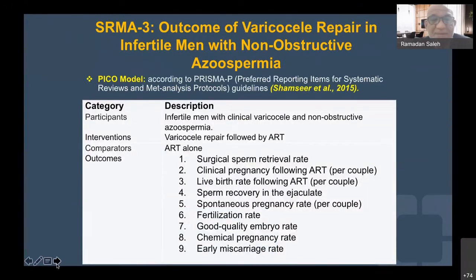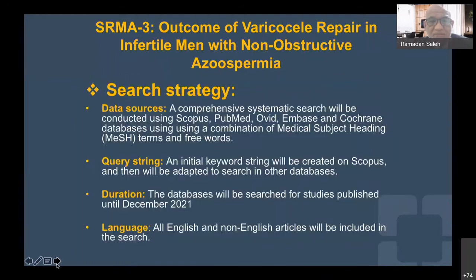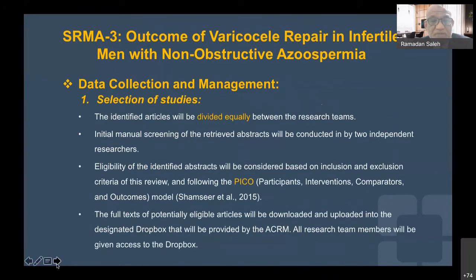And we will follow the same PICO model in this study. And the search strategy and data collection procedure will follow the same as that I just mentioned in the previous systematic review model. These are almost more or less the same. We will follow the same strategy.